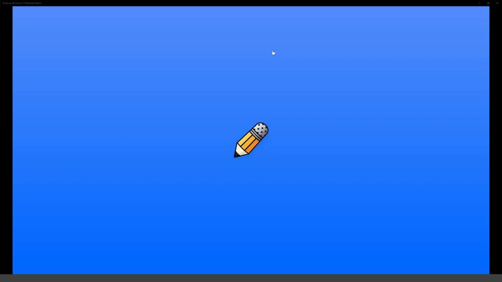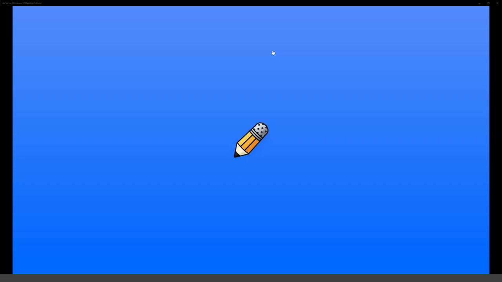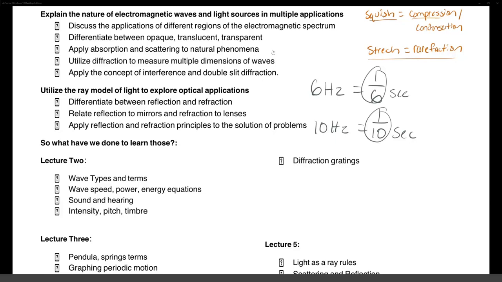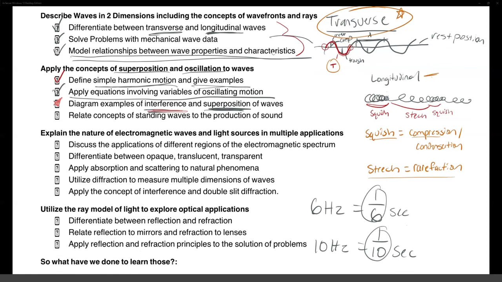So that would be just diagrams. Obviously, those were not very good, so you'd probably want to make them better than that, but I hope you get the idea. So superposition is just when there are two or more waves present in a single space. And interference can be constructive or destructive, right?